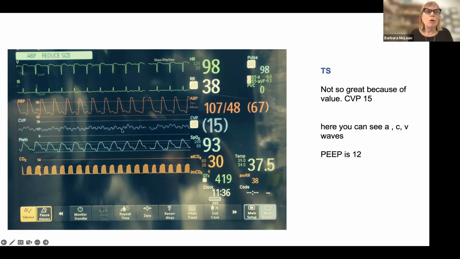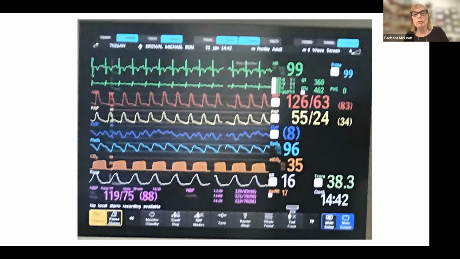And from the A wave all the way down to here, so the C wave interferes right there, but the A wave all the way down here is her X descent. And then I'm going to tell you, she's got a PEEP of 12. Okay, well, she's on a PEEP of 12. That positive pressure in the thoracic cage is going to be communicated into the central vein. And that's part of the reason her central venous pressure is high.